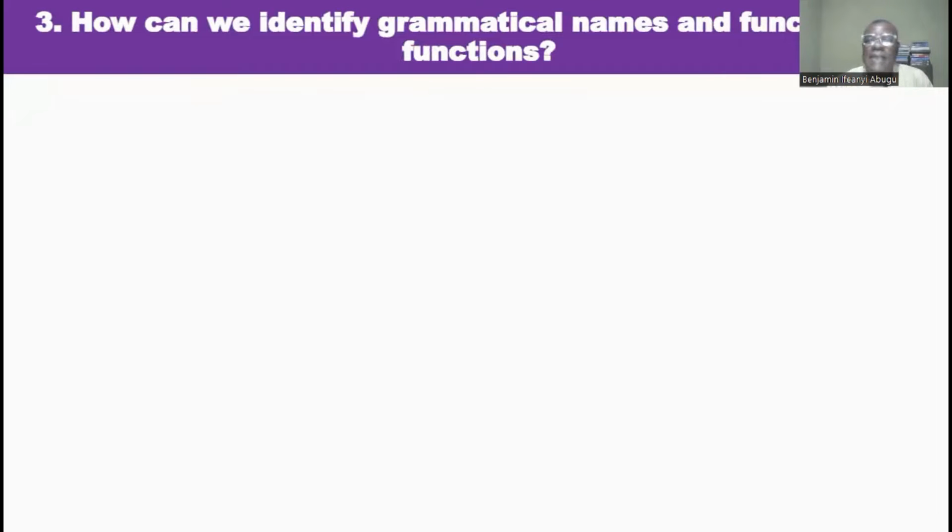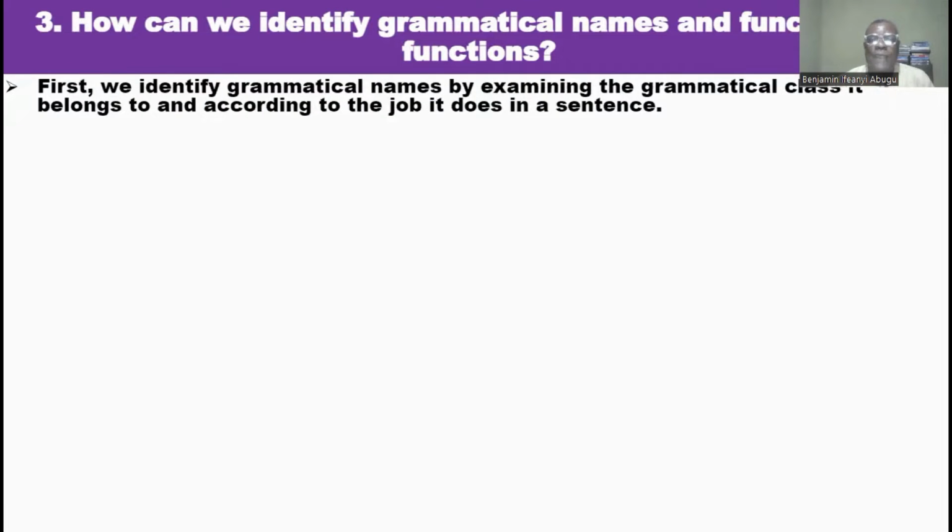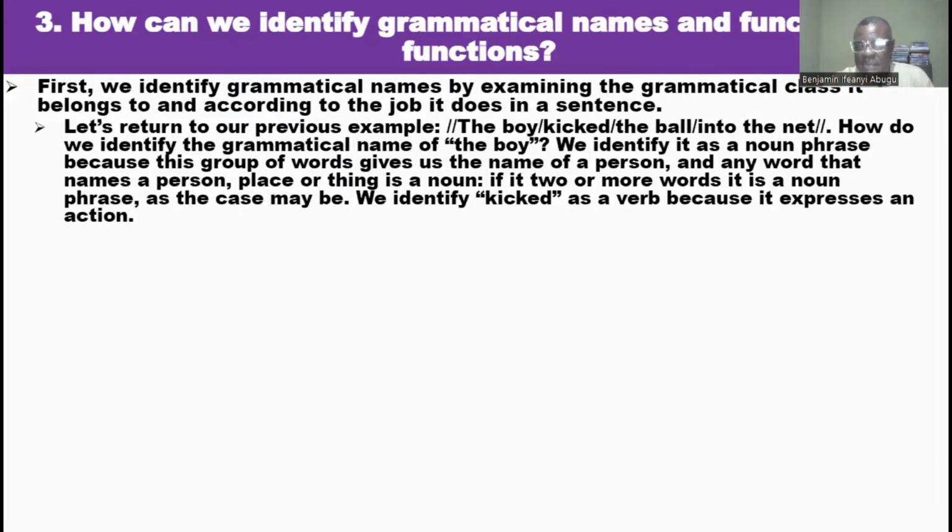Now, the third item, how can we identify grammatical names and function? Now, first of all, we identify grammatical names by examining the grammatical class it belongs to and according to the job it does in a sentence. These are two things. What grammatical class does the word or the group of words belong to? What is its job in the sentence? These are two things to examine.